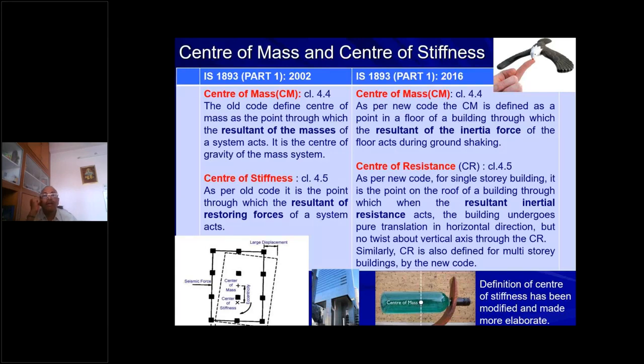Now coming to another clause, center of mass and center of stiffness, the definitions have been changed. For example, the center of mass is the resultant of all masses of the system. But in the new code of practice, instead of the resultant of the mass, they have written the resultant of the inertia force, because from the earthquake point of view, inertia force is the one which has a major influence. The inertia force may be related to the mass of the building, but they have used the correct words, that is, resultant of the inertia force with respect to the center of mass. With respect to the center of resistance, the resultant of the restoring forces was given in the old code of practice, but here it is the resultant of the inertial resistance. That is the way they changed the definition of these terminologies.